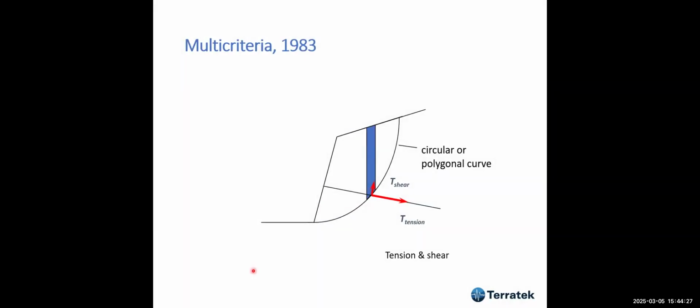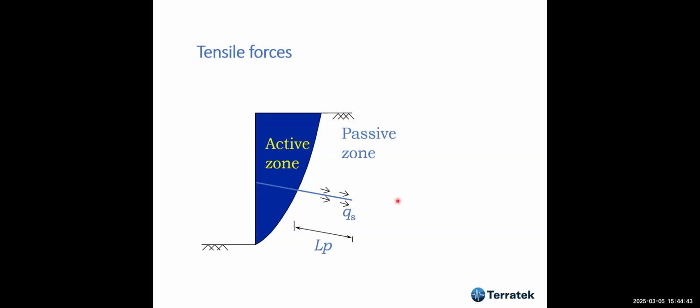And multi-criteria came in 1983, and was very good because it was the first to take into account the shear. Sometimes it's important, not all times. And how does the nail work? It's here. You have the active zone.